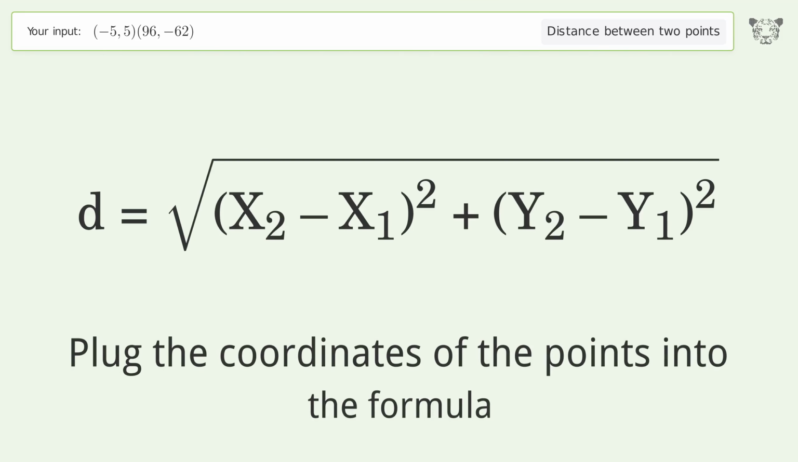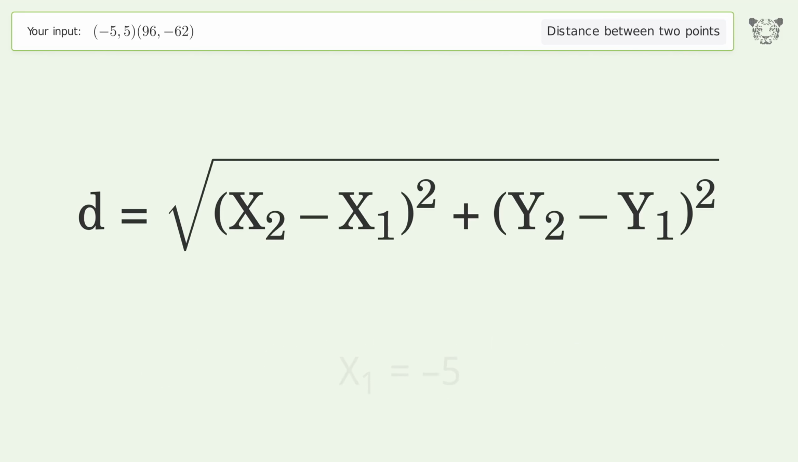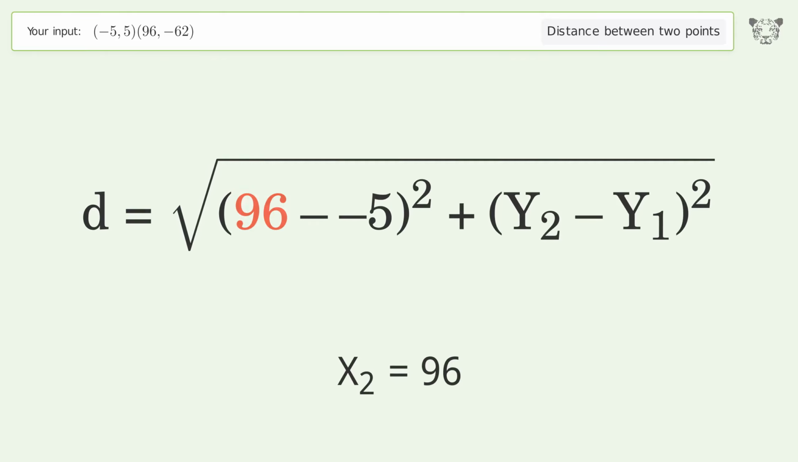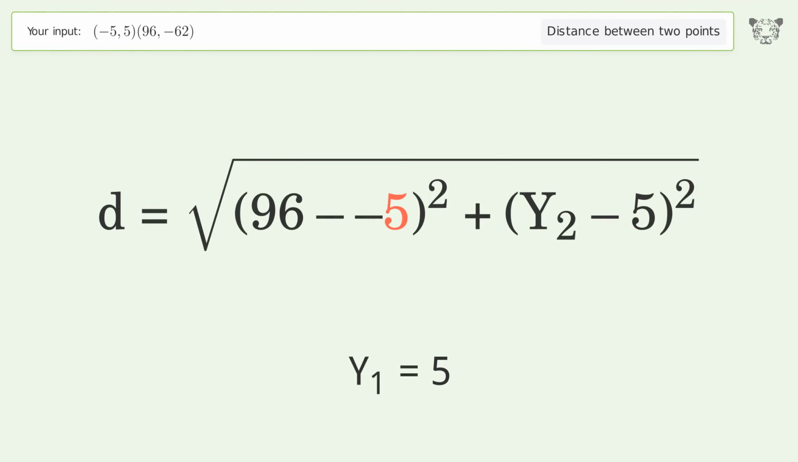Plug the coordinates of the points into the formula. x1 equals -5. x2 equals 96. y1 equals 5. y2 equals -62.